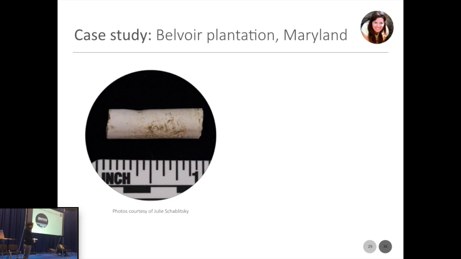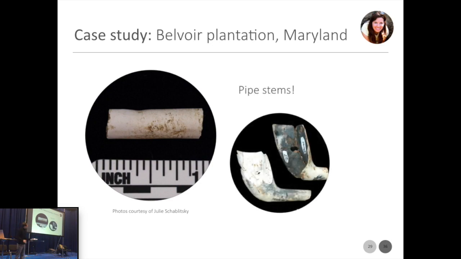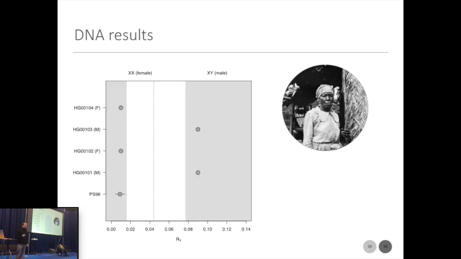And so what Julie wanted to know is if we could extract DNA from the pipe stems and say anything about the person who smoked the pipe. And so we did, and it turns out we can. So we extracted human DNA from this pipe stem. We weren't able to generate a whole lot of data, since it's coming from a pipe stem, but the first thing that we found was that the human DNA that we were able to generate was likely from a female, so we're dealing with a female pipe stem.